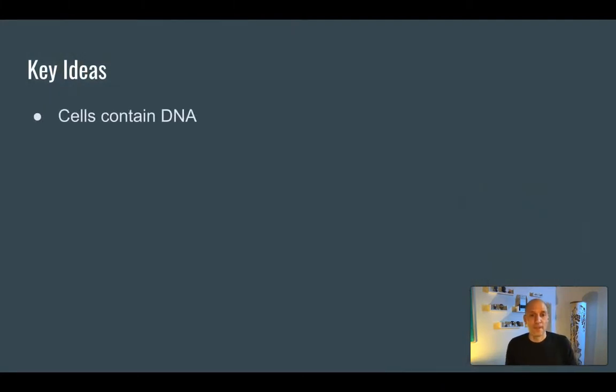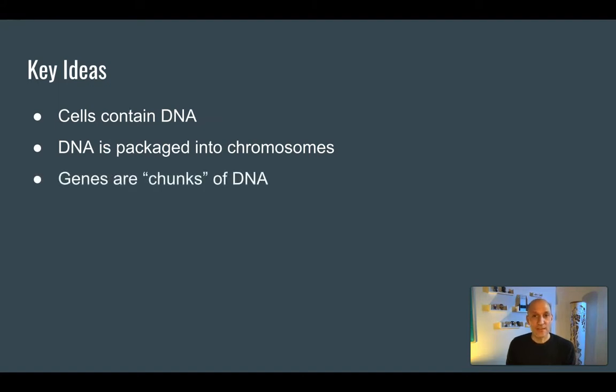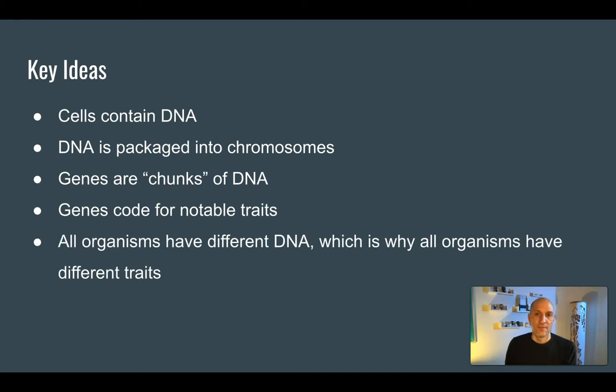So to summarize, cells contain DNA. And DNA is packaged into chromosomes. Genes are the chunks of DNA that code for traits. Again, DNA is the entire library of information. Each gene is just a small section of that information, and each gene tells an organism how to create the different traits. Finally, all organisms have different DNA, which is why we all have different traits.